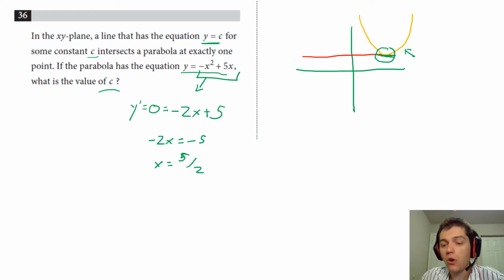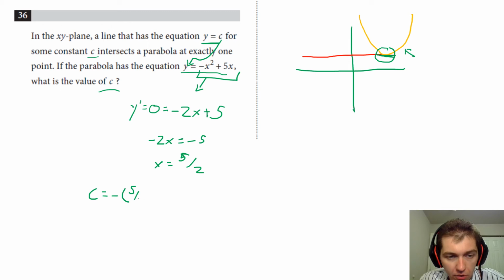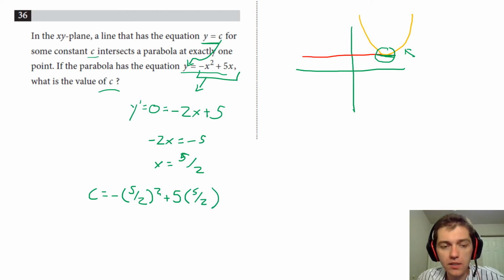Okay, now that you know x, go back, and what they're asking for is the value of c. So plug c into this equation and plug the 5 over 2 that you solved for x back into that equation as well. It will leave you with c is equal to negative 5 over 2 squared plus 5 times 5 over 2. At this point, it's pretty easy. It's just straight solve for c.